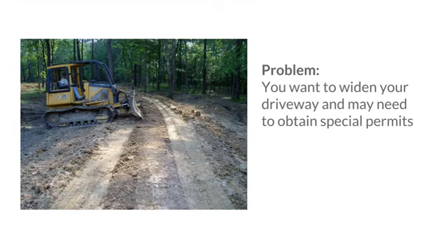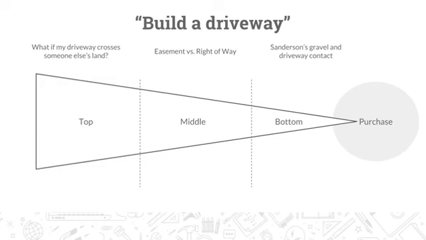And we can illustrate this with an example. Here's a very maybe tail case example, but let's say that we have a house and we want to widen our driveway. Before we begin widening our driveway, we're not sure whether or not we need special permits for that. So just imagine this use case. Here I'm going down the sales funnel for this. I need to build a driveway. In the top of the funnel, the questions are very much like, I don't know what my problem is, right? What if my driveway crosses someone else's land? Is that a problem? Do I need special permits for that? What should I do about that?